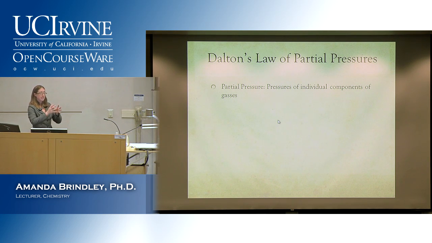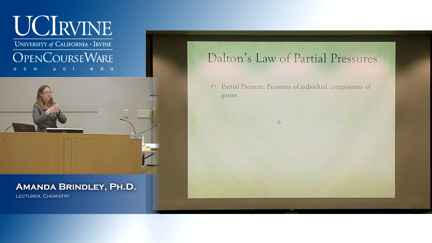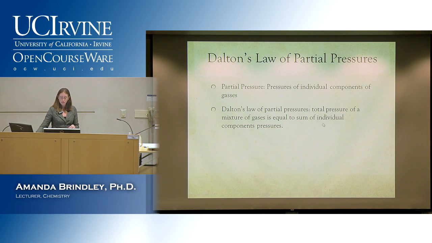If you have two gases mixed in a container, you can treat it like you have one gas in that container and do all the calculations for that, and then you can treat it like only the other gas is in the container and do all the calculations for that, and then you just add them together, which is really handy. So this is saying this a little bit more formally: the total pressure of the mixture of gases is the sum of the individual pressures.